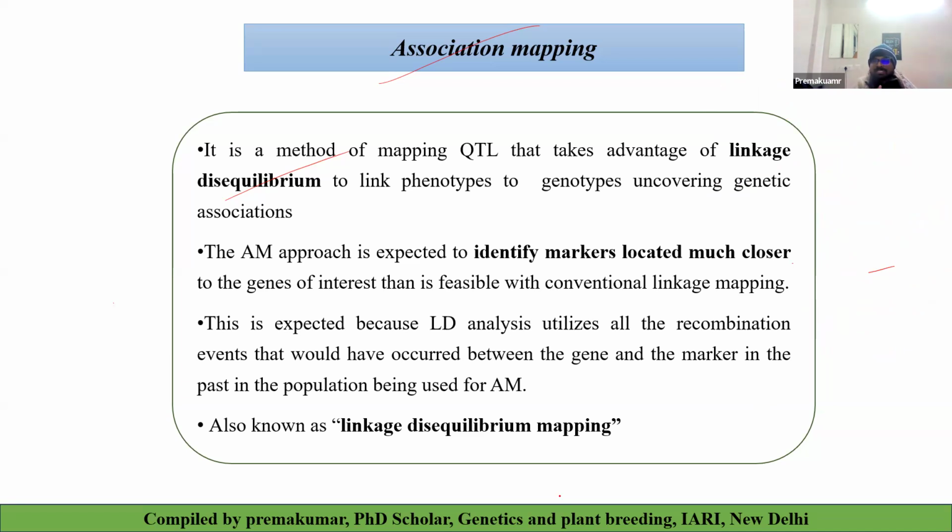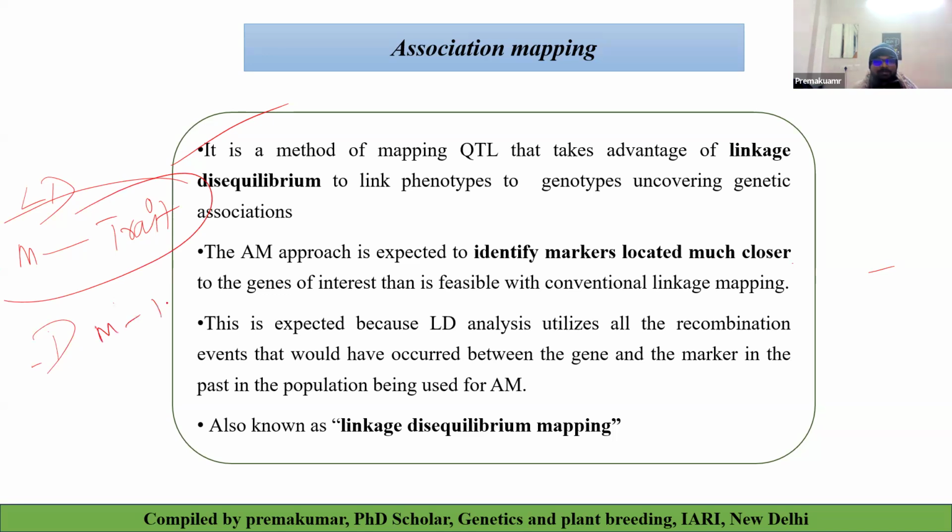When you take a large number of genes into account, this will happen. But for our understanding we are now discussing a particular locus. Then, what is association mapping? By using LD, we are associating some marker with the trait. That is called association mapping, meaning there is an LD between the marker and the trait.